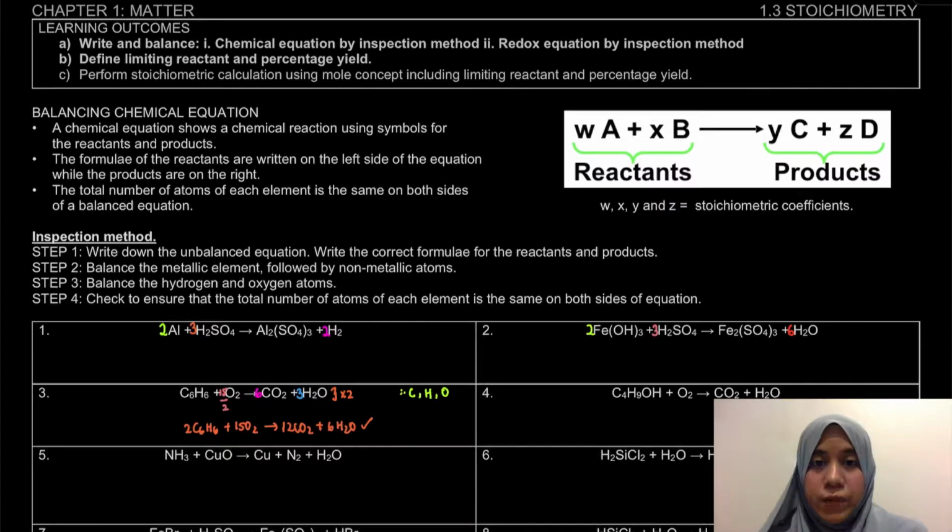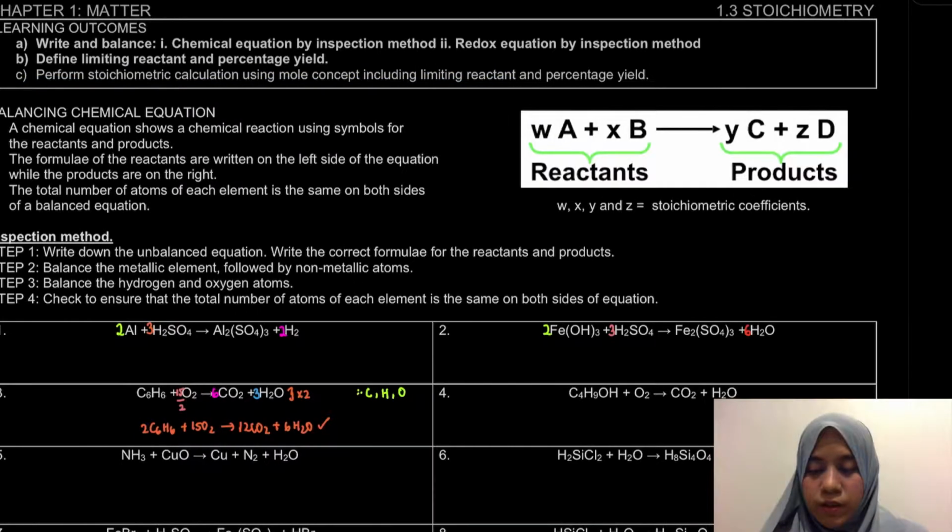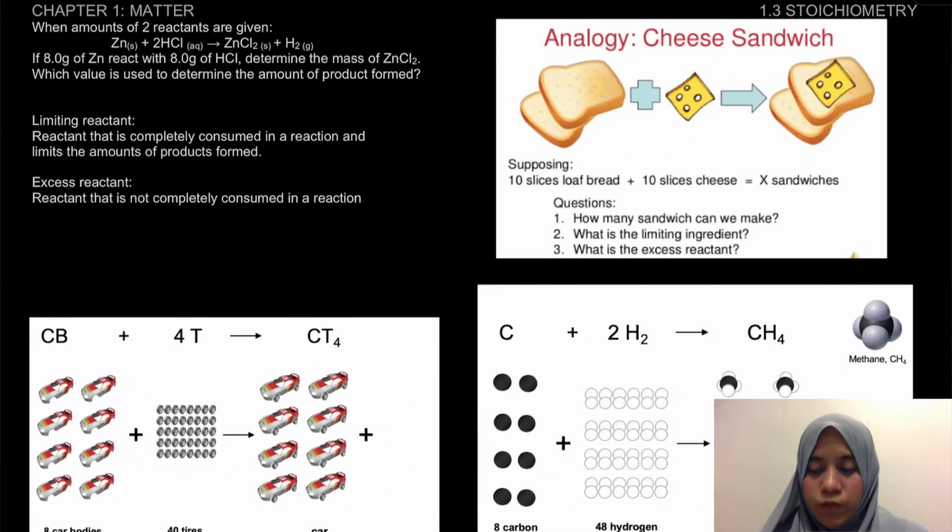Okay, previously we have done a bit of example for stoichiometry calculation. So in this video we're going to go straight to learning outcome B, which is define the limiting reactant. Presentationally we're going to discuss it in the next video, and then we're going to perform the stoichiometric calculation using more concepts including limiting reactant. So on your notes, it will be on page 23. Page 23 ni is just an introduction of what is limiting reactant.